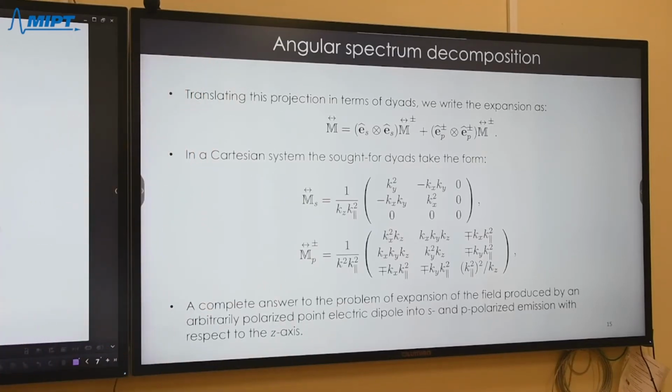So like I said, this finalizes the problem that I posed in the beginning. We wanted to know how to expand the field of a point dipole in free space into a set of propagating and evanescent plane waves, and how to distinguish their polarization. And this set of expressions answers that question.